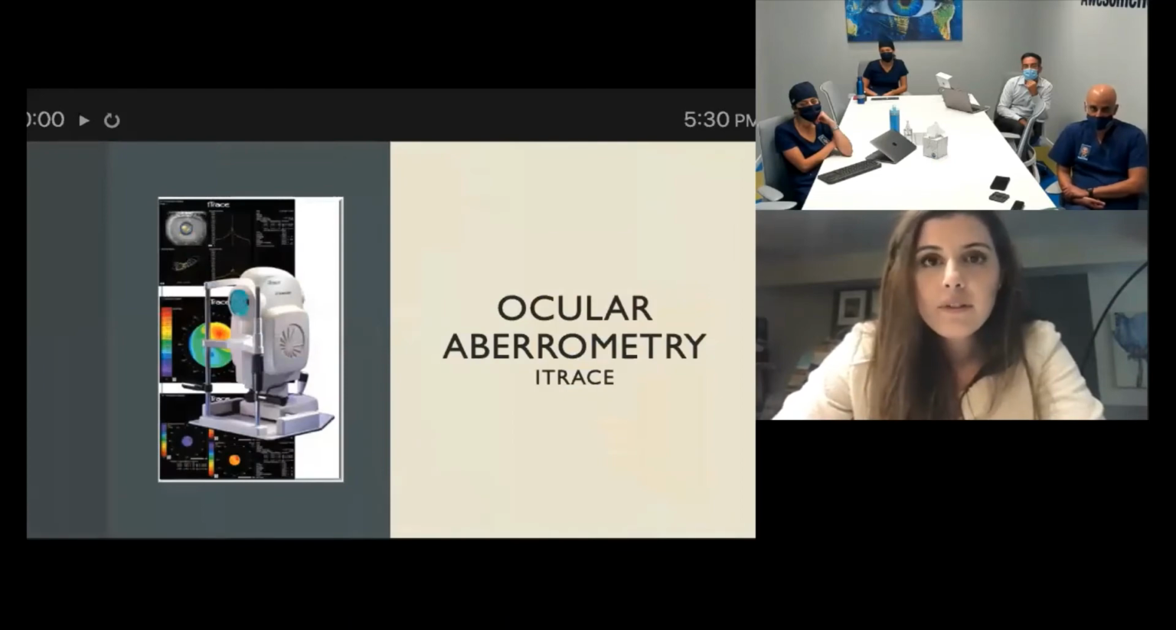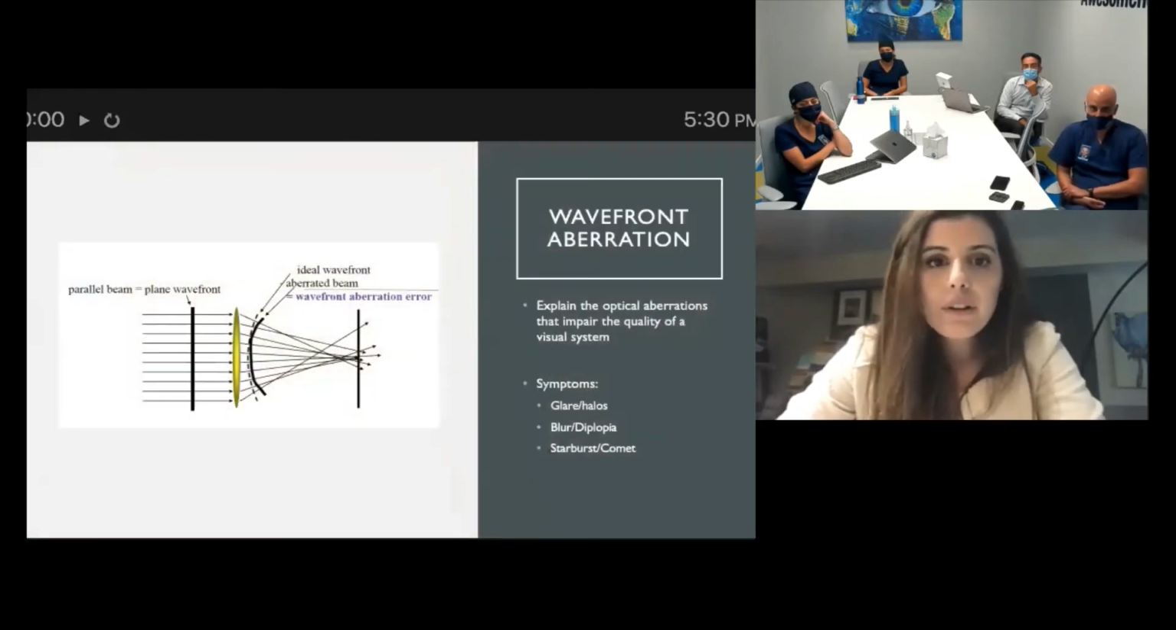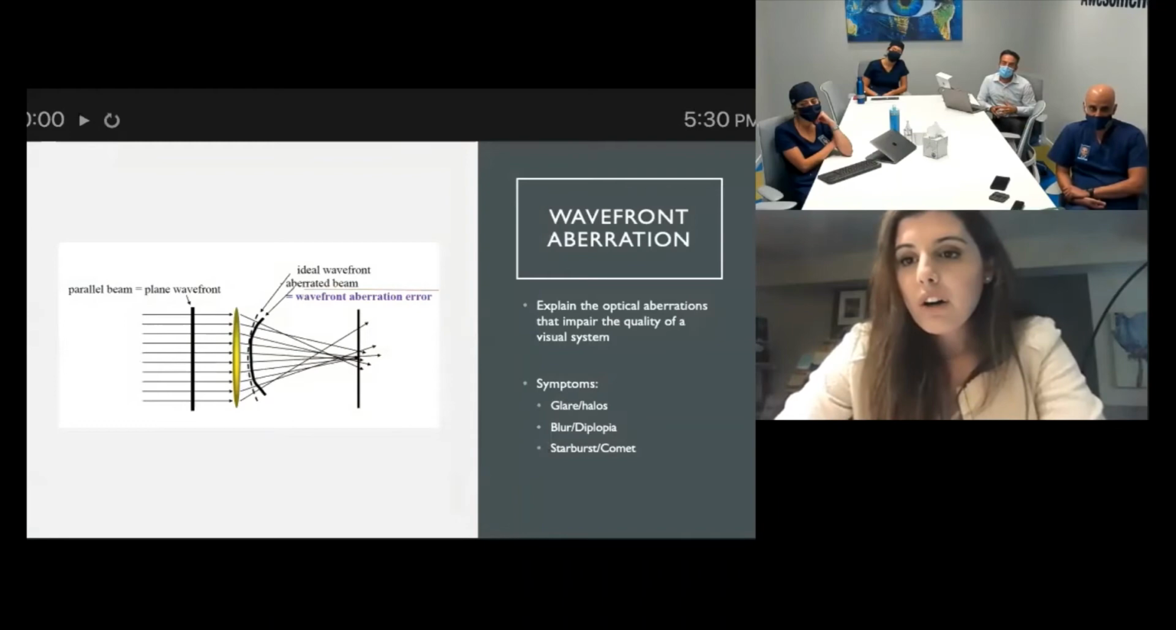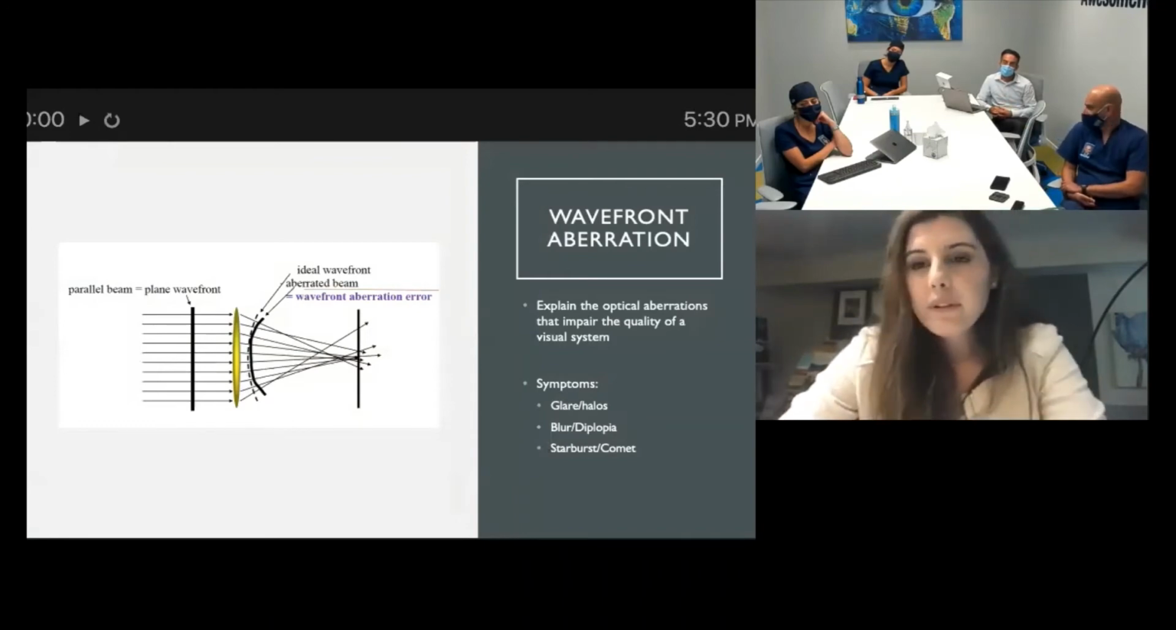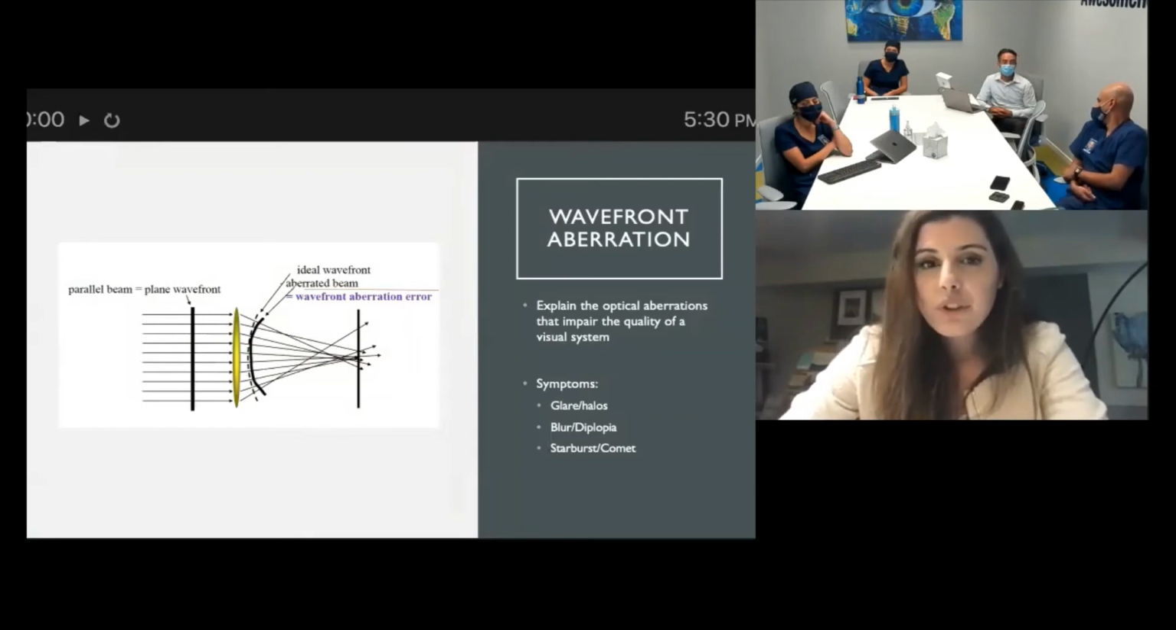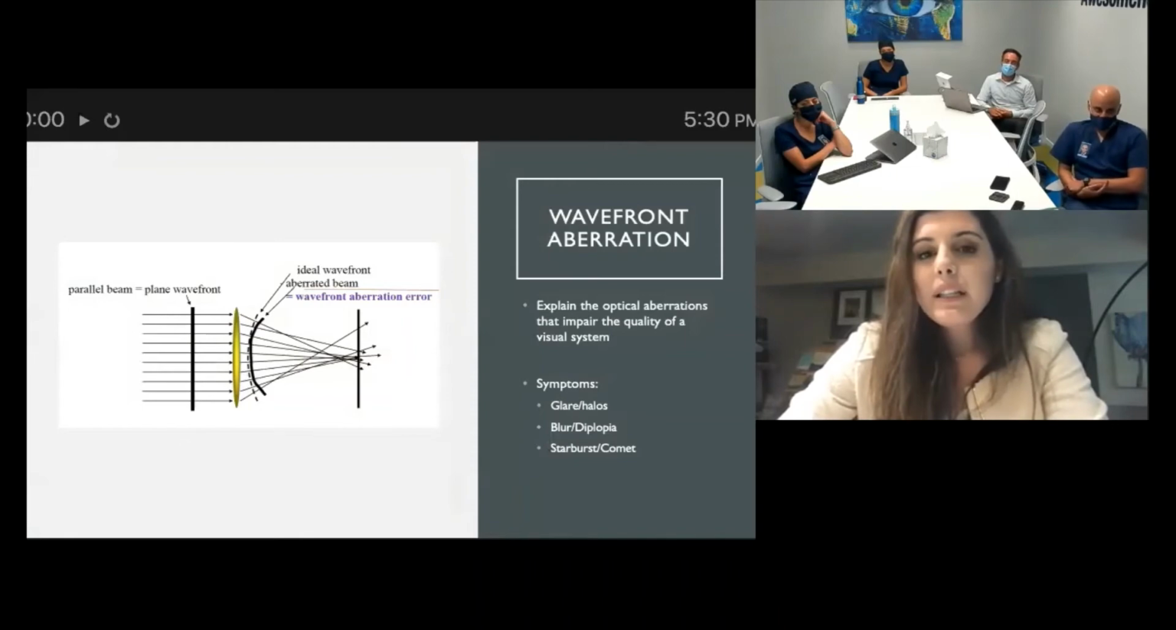Moving on to the second part of our talk, it's about ocular aberrometry. We have several aberrometers, but we're going to talk mostly about a ray tracing aberrometer, which is the iTrace. Why are we talking about aberrometry? Basically, we're talking about the quality of the visual system, because we're trying to look at how the wavefront has changed when it went through your visual system, and what kind of errors the patient is seeing out of that.